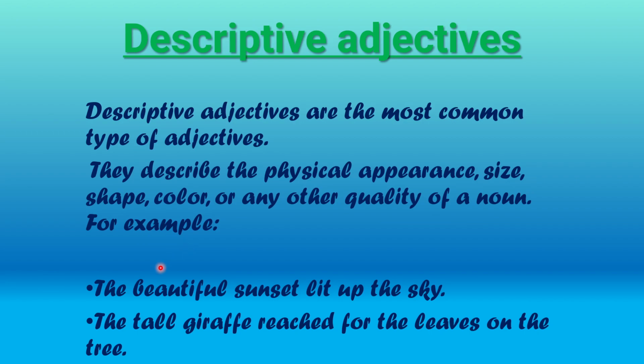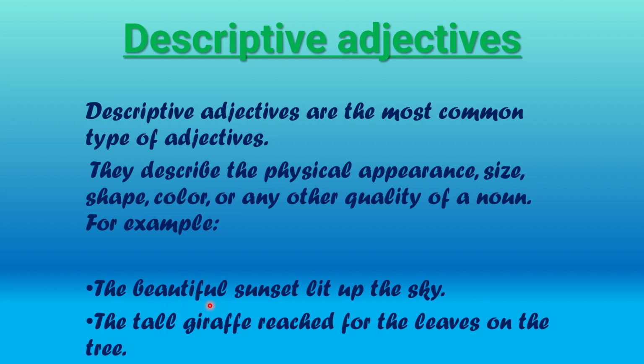For example, the beautiful sunset lit up the sky. So, what is the adjective in this sentence? Everyone knows it's beautiful and it's describing something. What is it describing? It's describing sunset, how it is lit up in the sky. Okay, so this will be our answer.